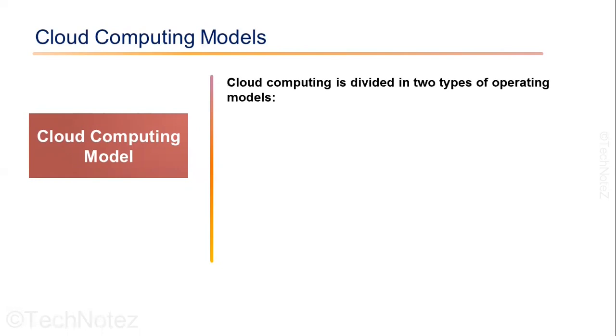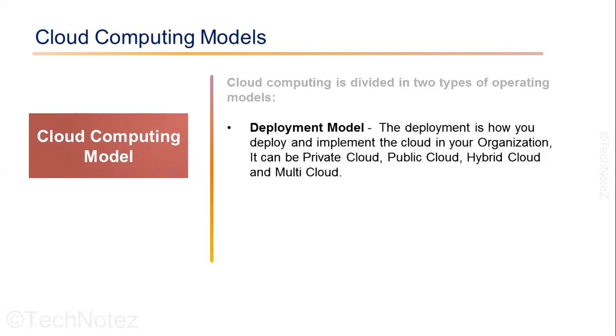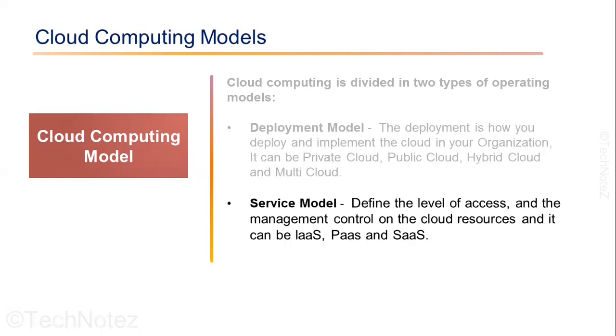So based on type of deployment, flexibility, management, and control, cloud computing is divided into two types of operating model: deployment model and service model. Deployment model is how you deploy and implement the cloud in your organization. It can be private cloud, public cloud, hybrid cloud, or multi-cloud. Service model defines the level of access and the management control on the cloud resources, and it can be infrastructure as a service, platform as a service, and software as a service. We will talk about both deployment model and service model in more detail in a moment.